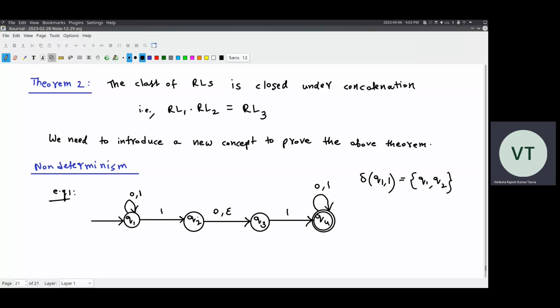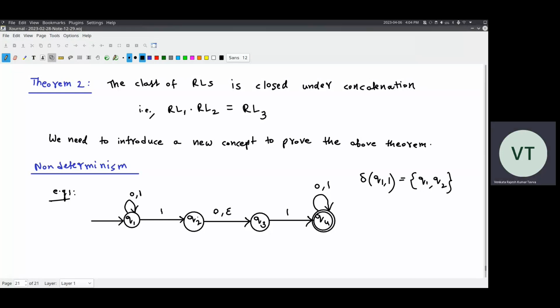Similarly, if you are in Q1, if you get a 1, you either go to Q1 or you go to Q2. So these are two different paths. If you go along this path, you will reach somewhere. If you go along this path, you will reach somewhere. So these are alternate paths that the machine is simulating. These are parallel paths the machine is simulating. We will look at that in a while.